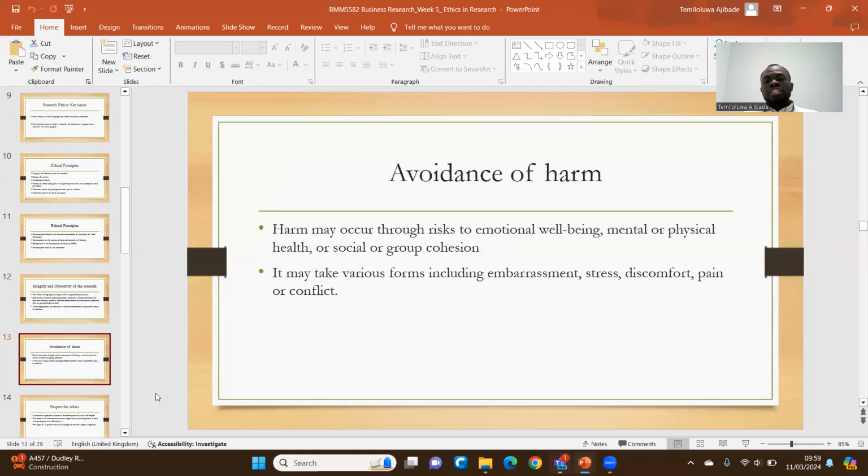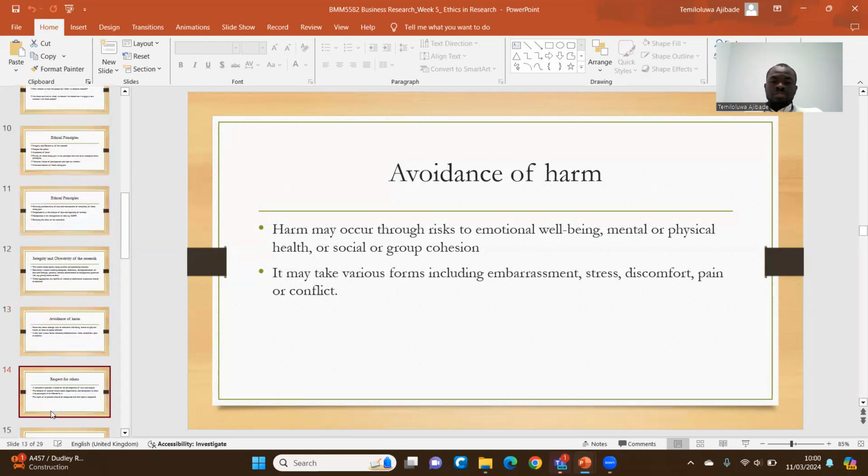Okay, another point is avoidance of harm, where there is possibility of someone being harmed. Please, in research, try to avoid this. Harm may occur through risk to emotional well-being, mental or physical harm, or it might be social or group cohesion. It may take various forms like embarrassment, discomfort, stress, or even pain. So in a case where you see that the research, especially when you're dealing with a participant, and you see that that person is not comfortable, please, it is expected that you disengage the participant. These are ethical principles.